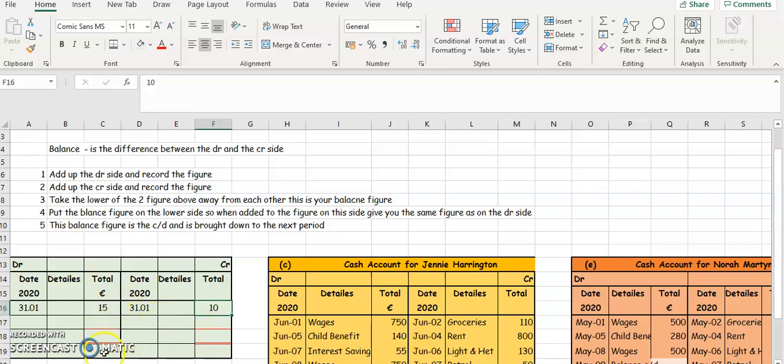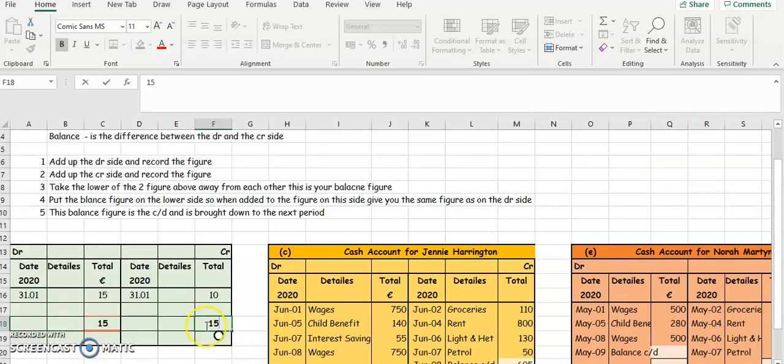So basically what you want for your balance is to have the same figure on both sides. So if you look at this up here, add up the debit side and record the figure. We're going to record the figure just off the account because we don't have to fill in the account yet. So we want 15. If we add up the debit side, we're going to get 15. If we add up the credit side, we're going to get 10. And take the lower of the two figures away from the higher, and this will give you a balancing figure.